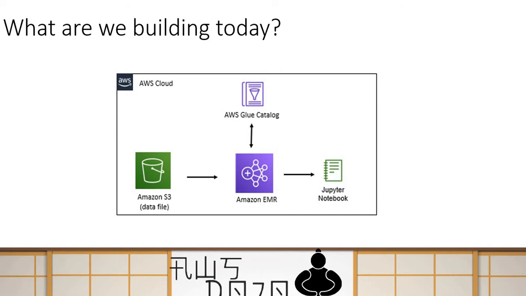So what are we building today? What we're building today is that we are going to put a file into an S3 bucket, which will use Glue Catalog to catalog it. And then we are going to launch an EMR cluster, which will be configured to have the ability to read from Glue Catalog. And then we'll try out some sample code in a Jupyter Notebook to access data from Glue Catalog.